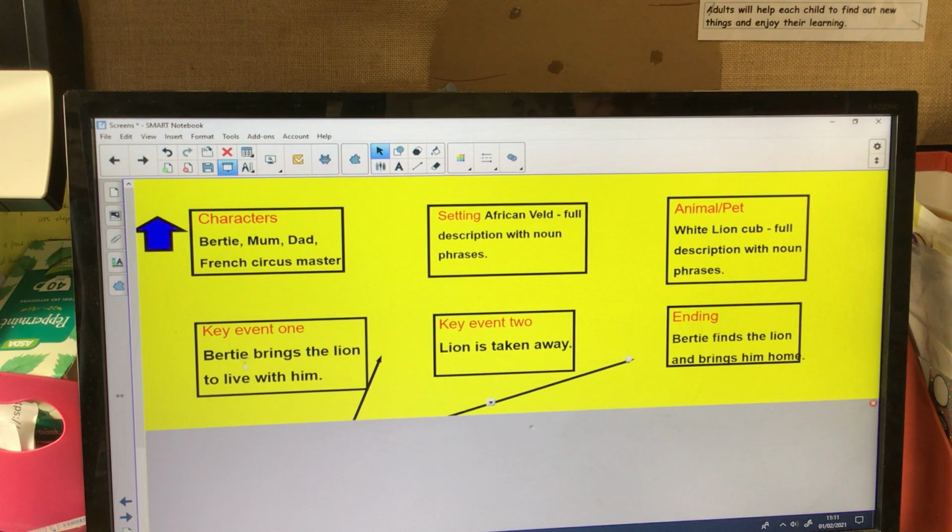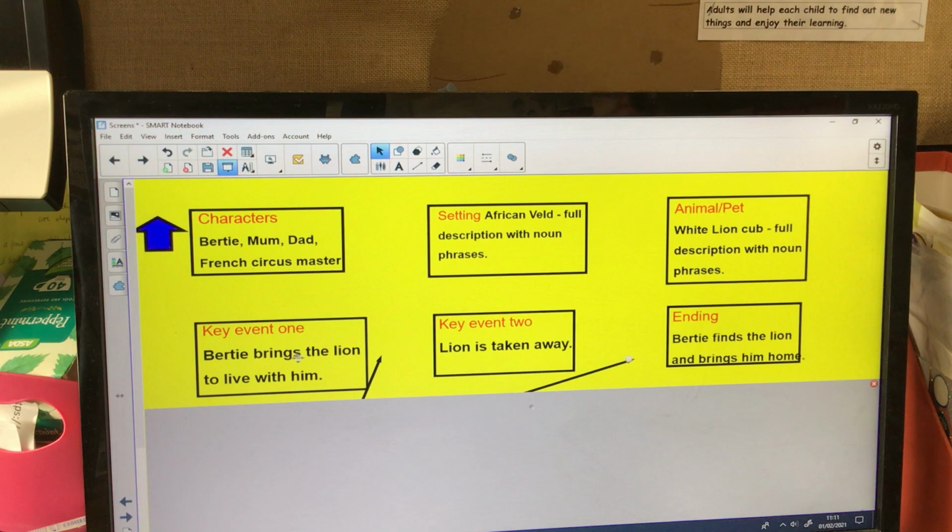Well, the key event number 1 is the fact that he brings that lion to live with him. That's quite important, isn't it? And there's a big description about that and how that builds up into the story. The second key event really after that is the lion is taken away from him, taken by that circus master, the French circus master. And that is very important in the story. Then the ending part of the story would be that Bertie finds the lion and brings him home.